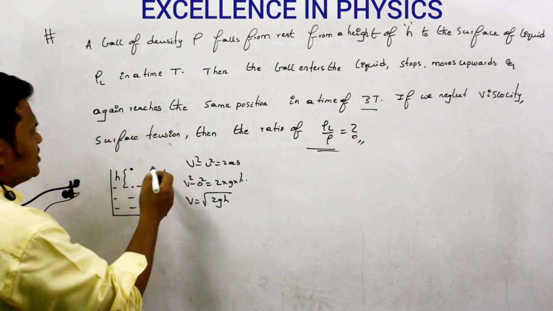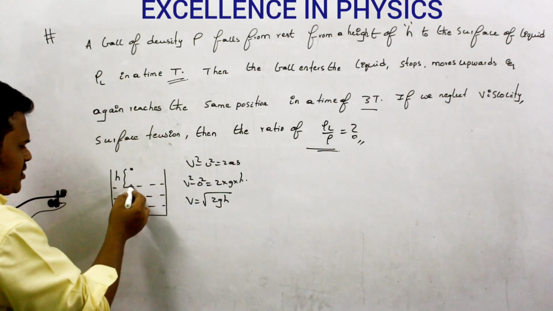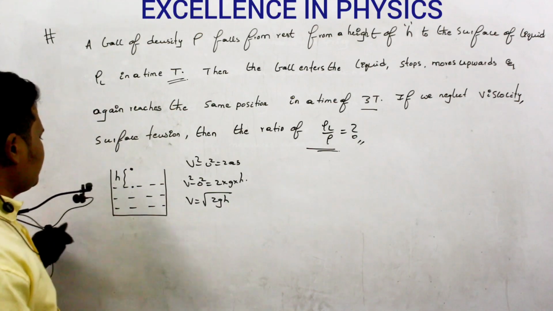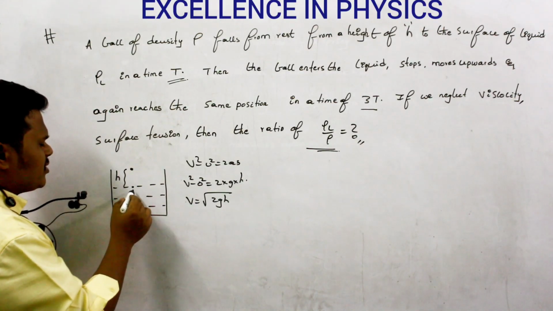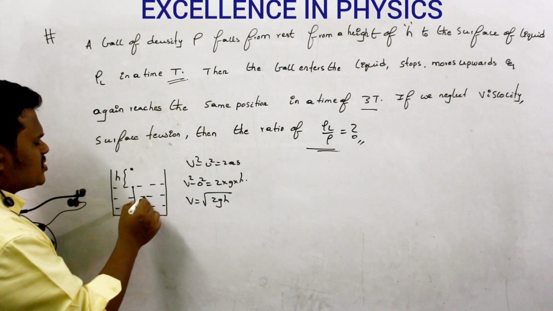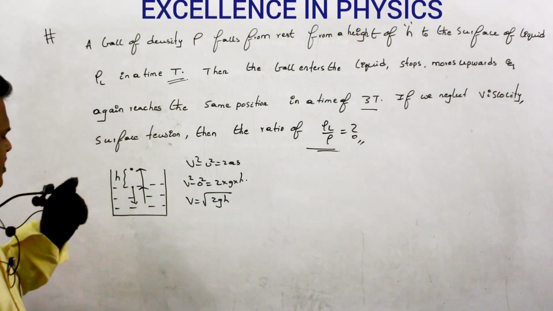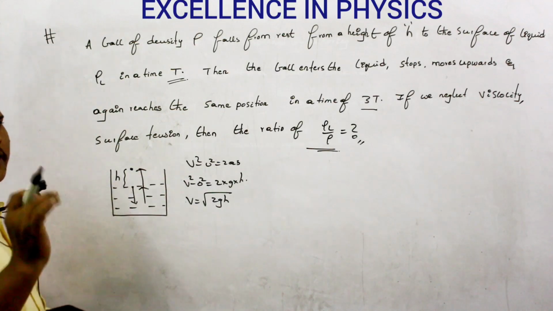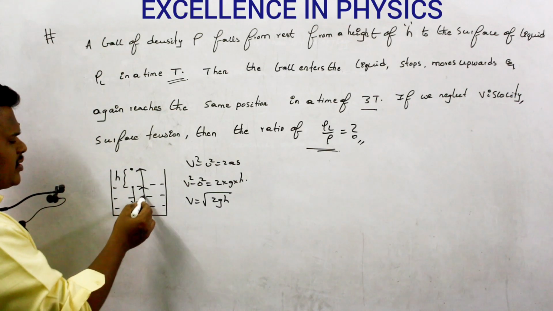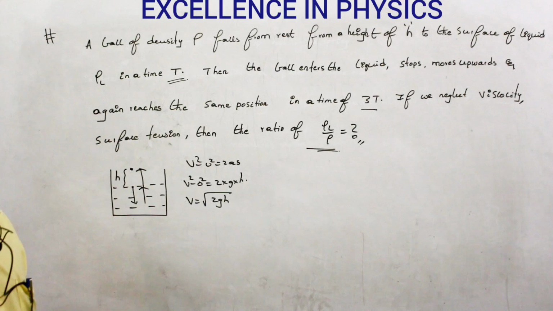And the time taken for that, it is given as t. That is for the body to travel from here to here, the time taken is t. Then the body enters the liquid, moves up to here, where it will stop, then again it starts moving upwards, then it reaches the same position. And for this, the total time taken is 3t. What is meant by 3t? Time taken from here to here to here and again to reach the same position. So this total time taken is equal to 3t.